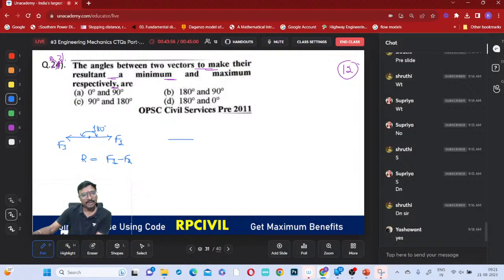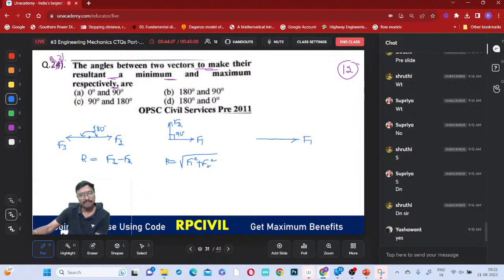Now whenever you are having 90 degrees, this is your F1 and this is your F2, what is the value of the resultant? The resultant will be under root F1 square plus F2 square, right? So now tell me which one is lesser: the first resultant or the second resultant? The first resultant is always lesser compared to this one.